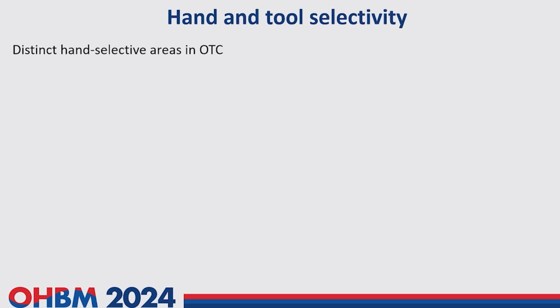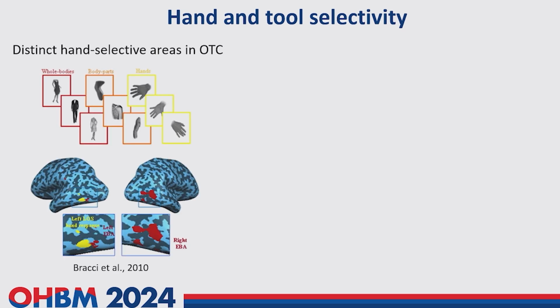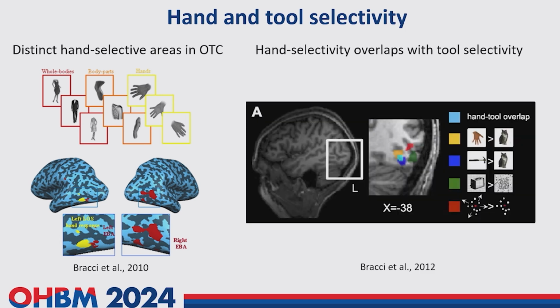However, all of these dimensions cannot explain another consistent arrangement of category selective areas, and specifically the presence of hand selectivity in the left lateral occipitotemporal cortex, or OTC, and most importantly, the fact that hand selectivity neighbors and partially overlaps with tool selectivity.